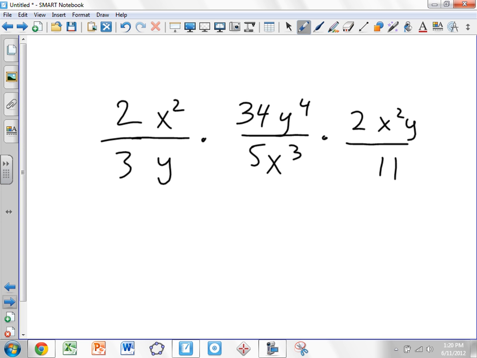Okay. It just looks complicated, right? It looks like a lot of stuff. What would you do in general? Give me a strategy here. Good. Combine like terms right away.